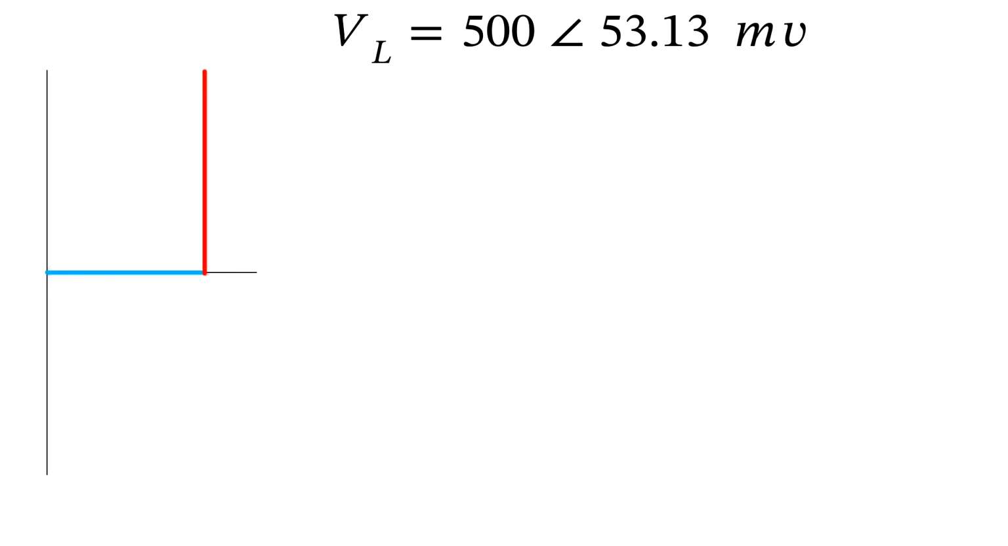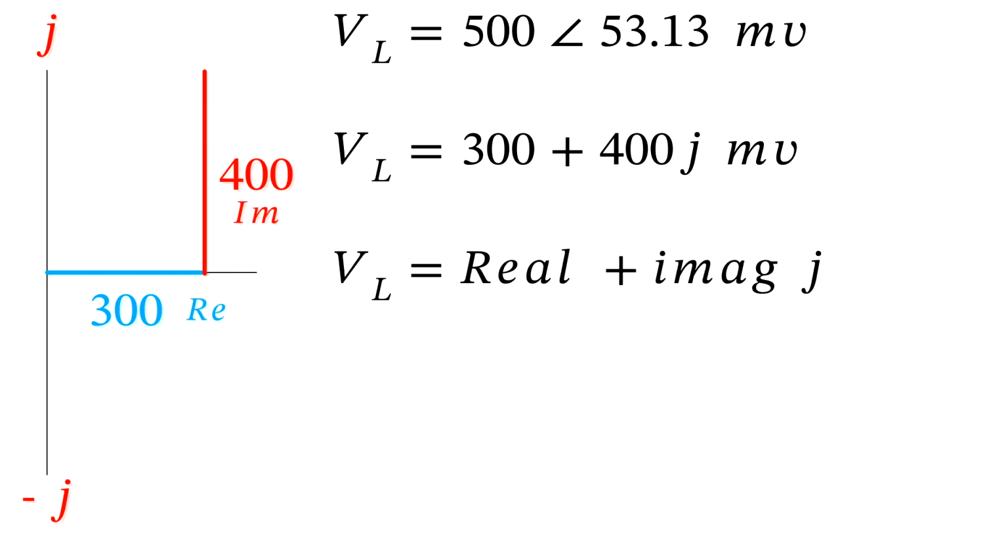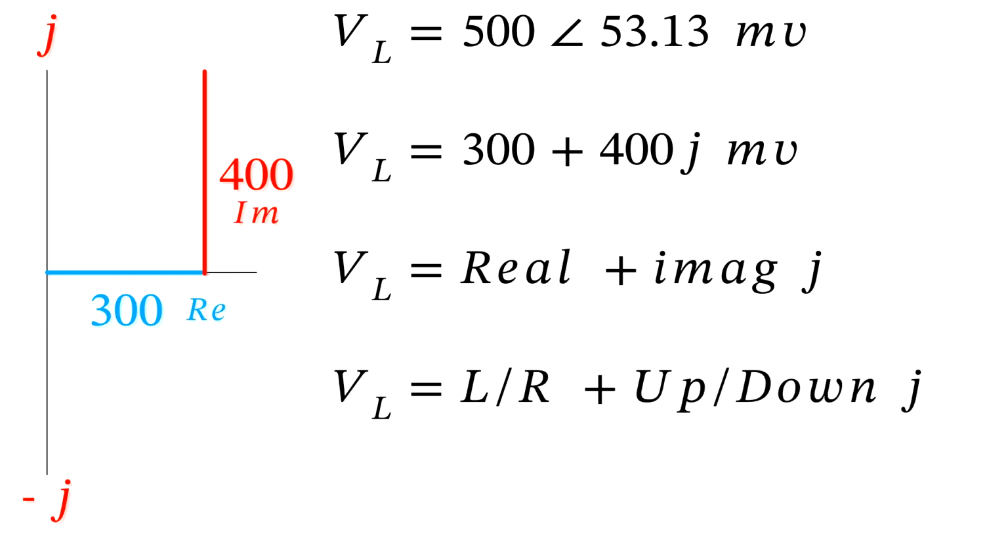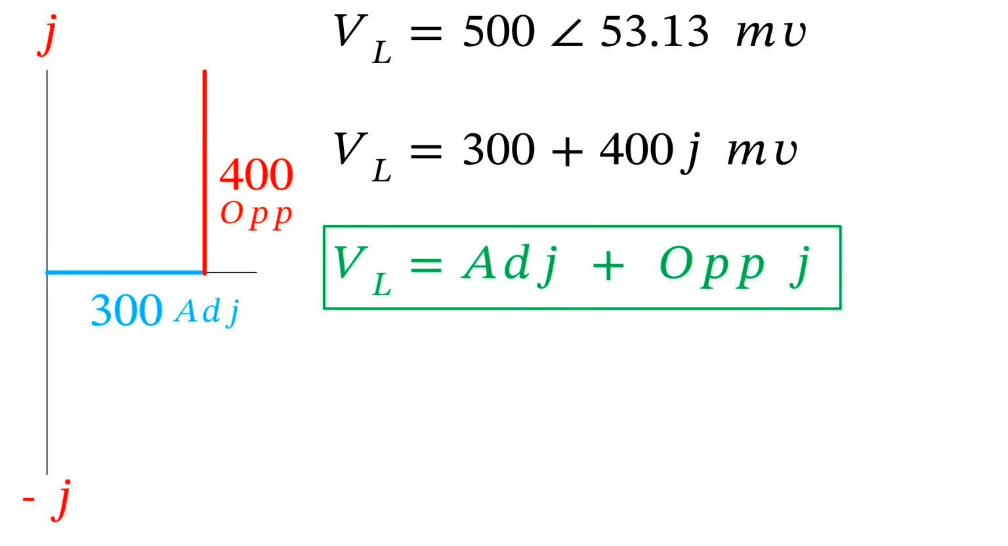But when you think about this polar number, the point that it represents can be expressed in rectangular form. So we have 300 plus 400j millivolts, which is real plus imaginary. And the best way to think of a rectangular complex number is an adjacent and an opposite side.